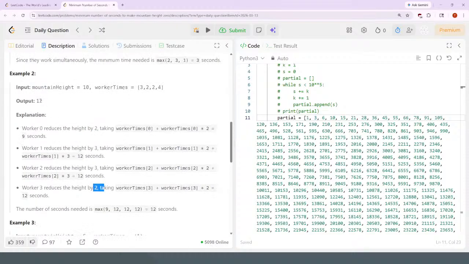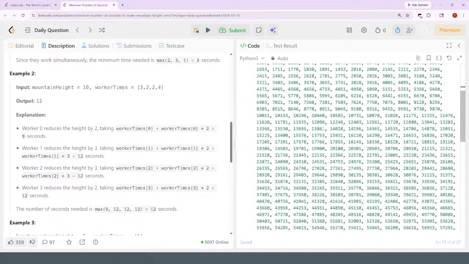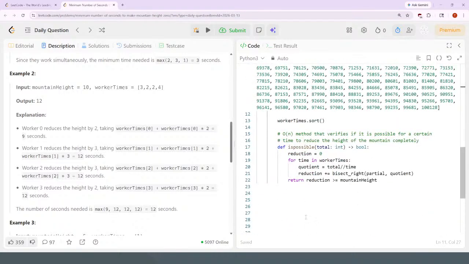And then if my guess was 11, 11 divided by 2 is 5.5, rounded down is 5. 5 would give me a reduction. Bisect right would be index 2, so 0, 1, 2. I think that's right. Okay.